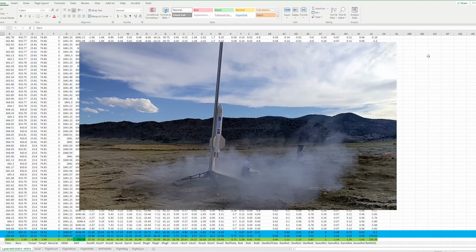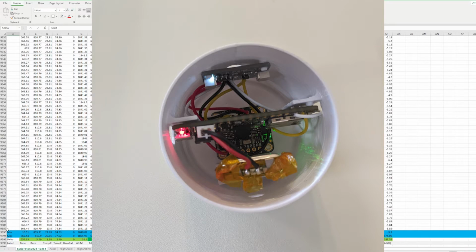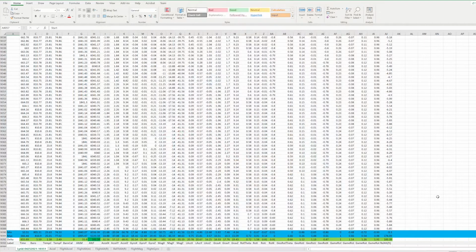This was also our first flight ever with a payload on board, and the amount of data we received is very satisfying. We received exactly 9,389 lines of data, over 35 different channels of data, and about 250 of those lines are actual flight data.